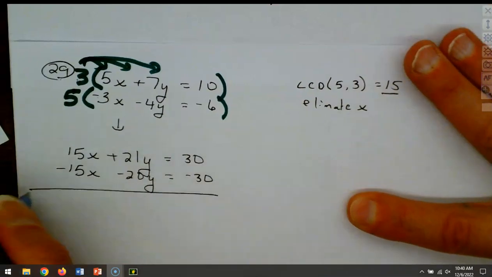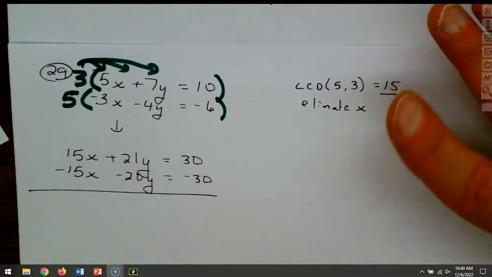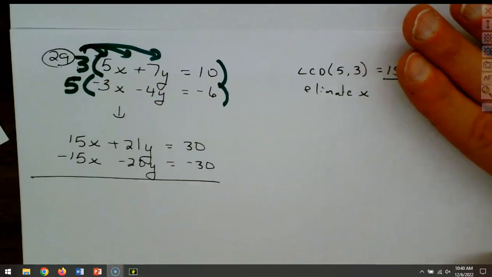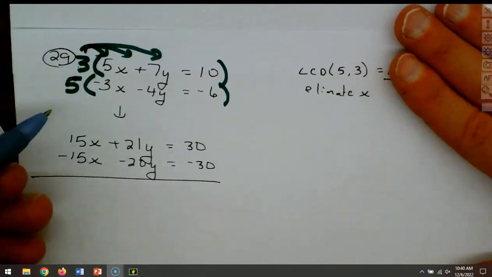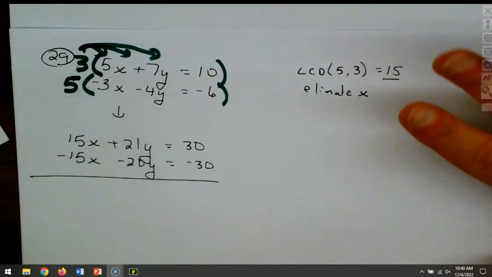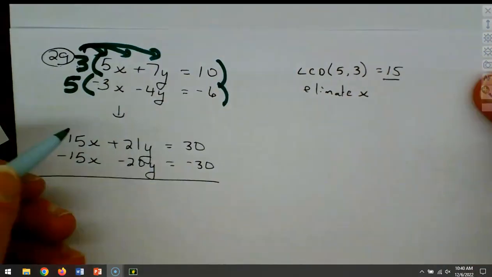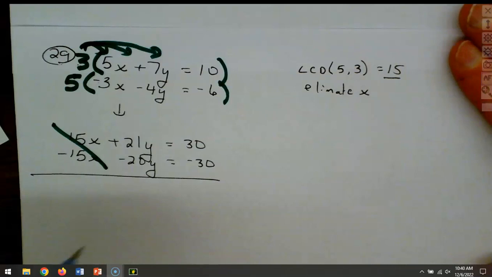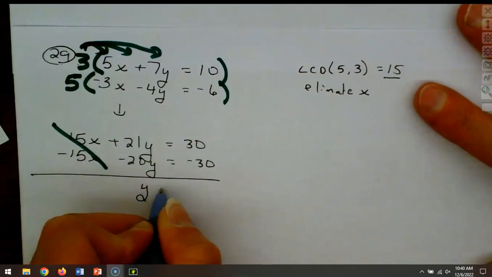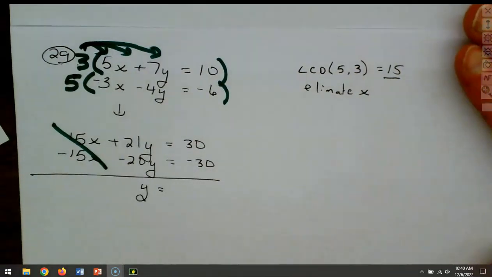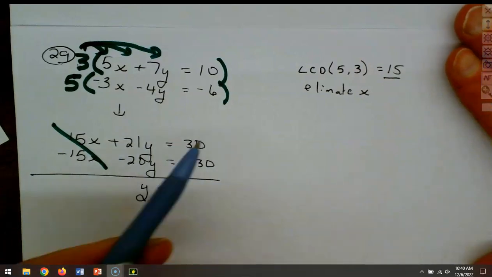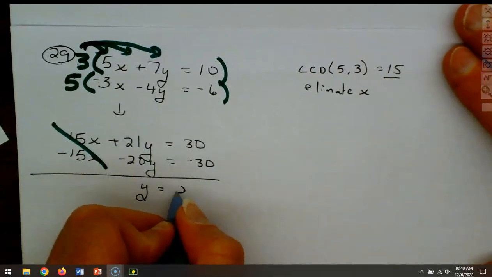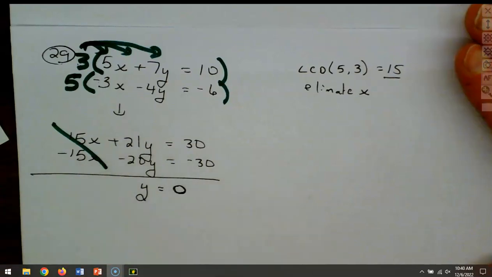Okay, so, easy enough to work through. When I put these together, what do I have? Well, positive 15x and negative 15x, these do what? Go away, don't they? Okay. What about 21 minus 20y? That leaves you with a single y, doesn't it? And what about a positive 30 and a negative 30? Well, that leaves you with what now? 0.